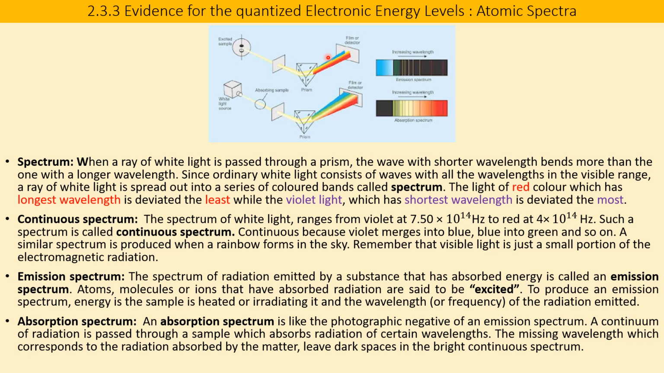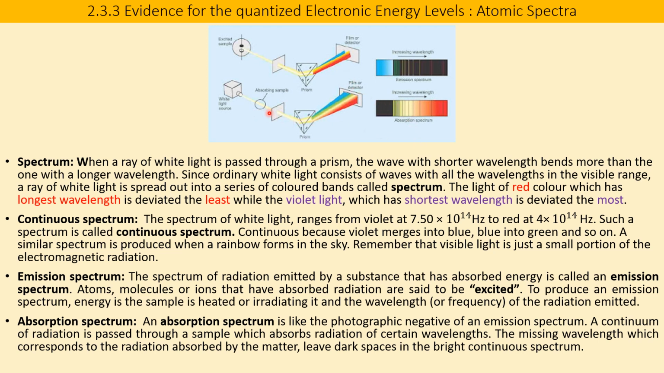Any sample of reasonable size contains an enormous number of atoms. Although a single atom can be in only one excited state at a time, the collection of atoms contains all possible excited states. The light emitted as these atoms fall to a lower energy state is responsible for the spectrum.